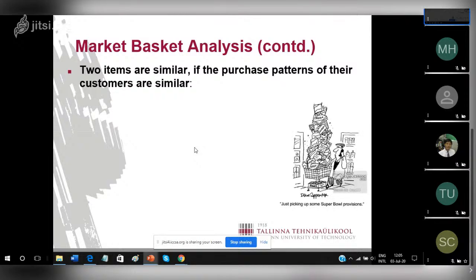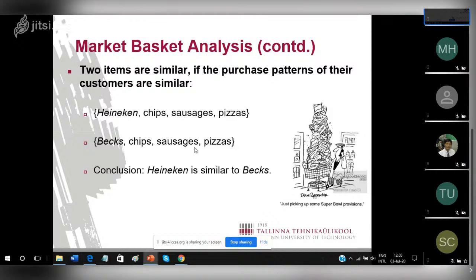Let's take another example. Consider Heineken and Beck's beers. At first sight, those two items may appear dissimilar because we don't have many common customers. The customers either buy Heineken beer or Beck's beer, but it was observed that together with Heineken and Beck's, many customers also buy chips, sausages, and pizzas. Based on this observation, we can conclude that Heineken is similar to Beck's.